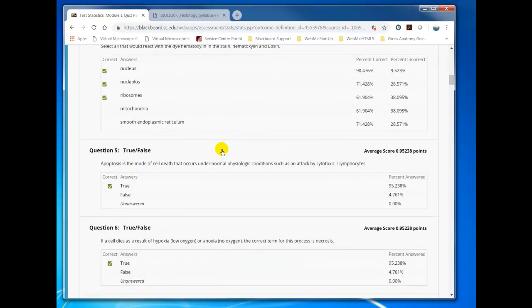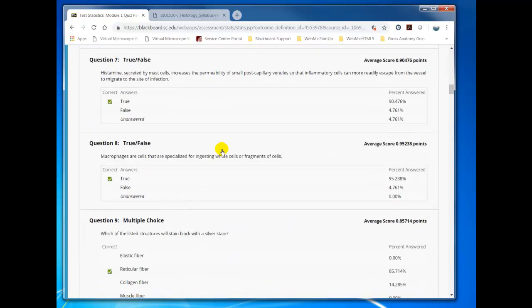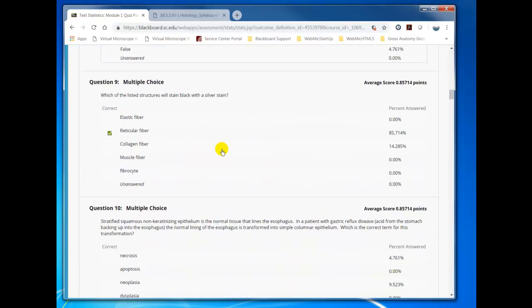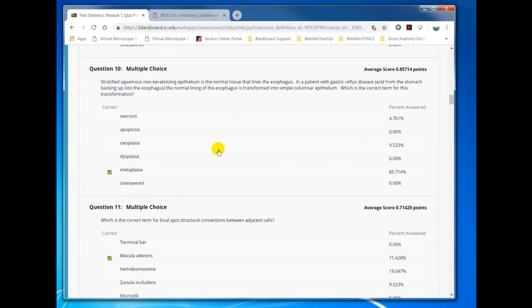And most of these questions, the class did pretty well, so I'm just going to scan down through these and not make much of a comment. But let's just pause on this one. 85% of the class answered this question correctly, where you have one kind of epithelium, stratified squamous non-keratinized.